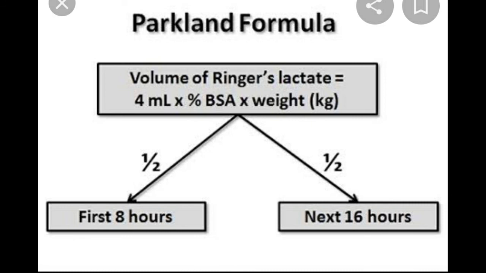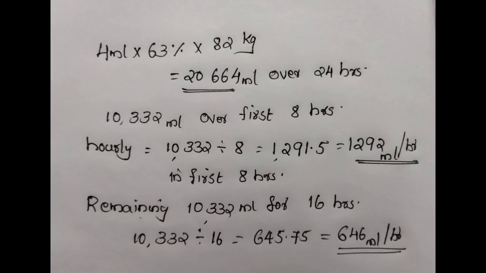Volume is equal to 4 ml times 63% times 82 kilograms. That is our formula. That means 20,664 ml over the 24 hours. We got the answer for the 24 hours amount of fluid. So half should be administered in the first 8 hours. That means half is 10,332 ml over the first 8 hours.